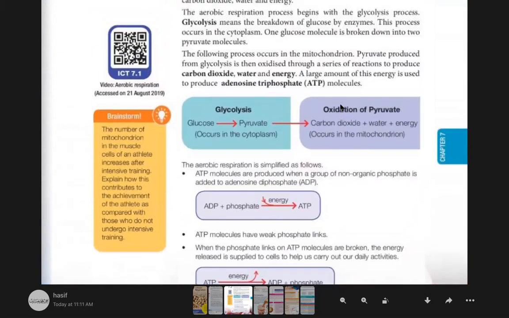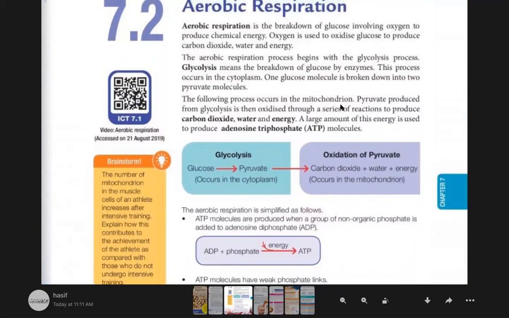Okay, ada benda yang berlaku lah. Okay, so it begins with glycolysis. Apa glycolysis? Glycolysis means the breakdown of glucose by the enzyme. Okay, and this process occur in cytoplasm.